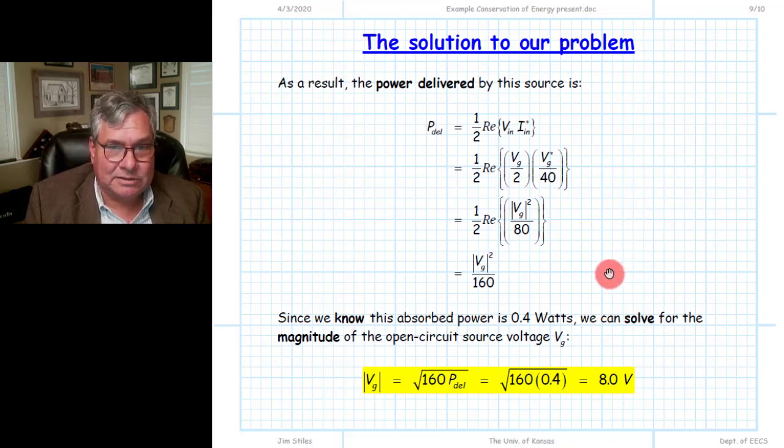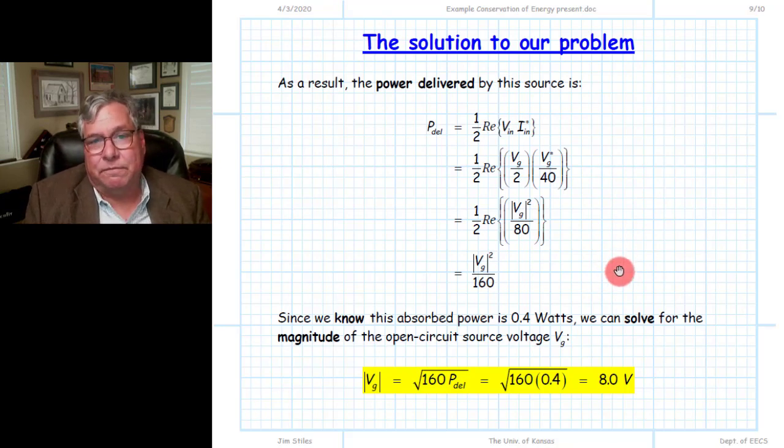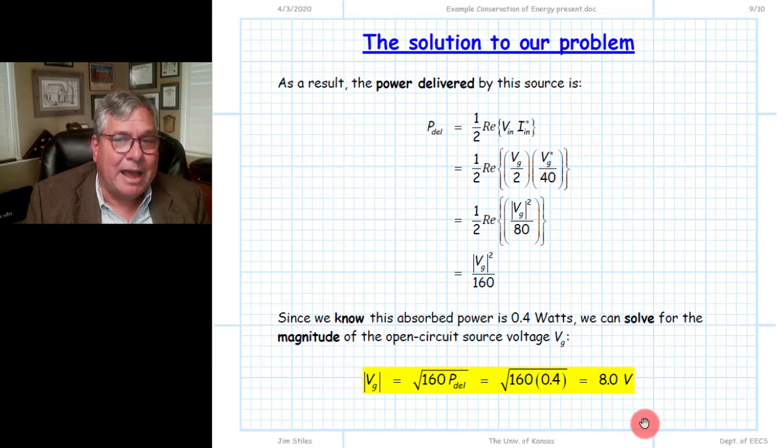Now, this is the correct answer. We should stop at this point, but oftentimes students will go further and take an answer that's perfectly correct and from that create an answer which is perfectly incorrect. And let's see how a student might do that.